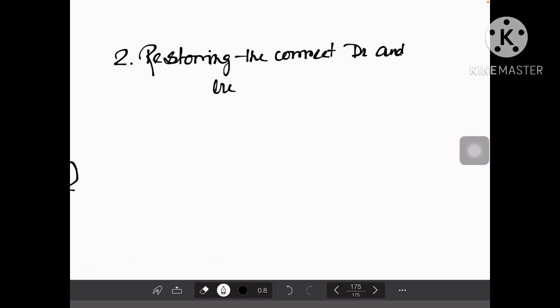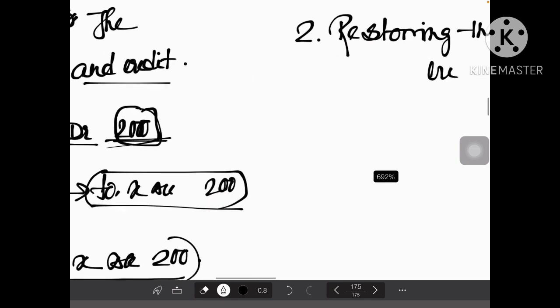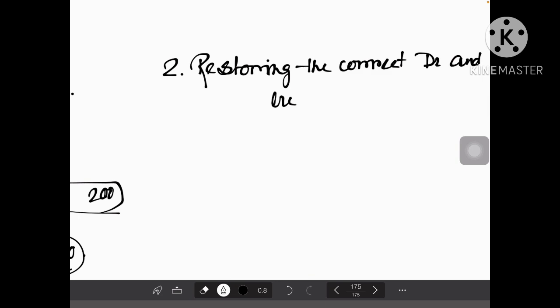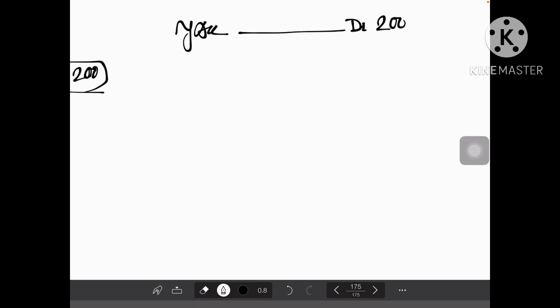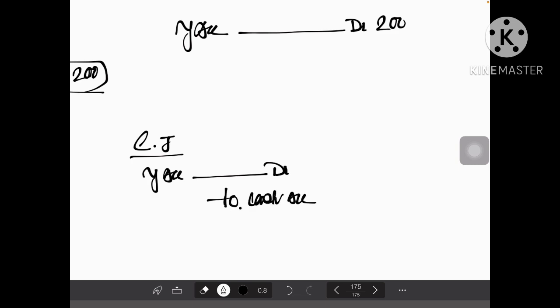To restore the correct debit and credit, suppose you know that you made a mistake, meaning that instead of X account it should be Y account in the debit side, with an amount of 200. Fine, you know that. Let me give you an example so you understand better. The correct journal is Y account debit to cash account, 200 in the debit side and 200 in the credit side. Okay, that is the correct journal.